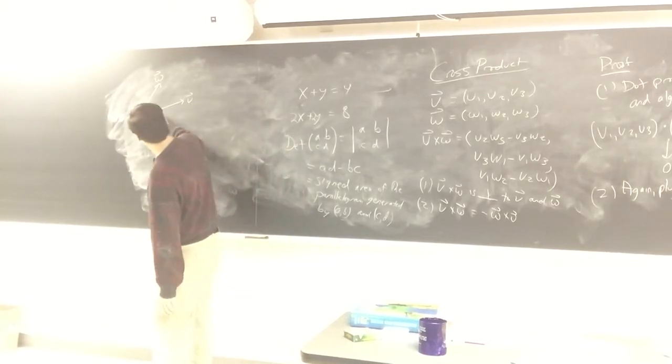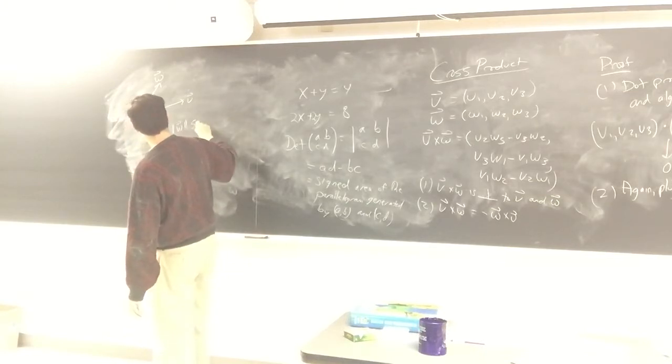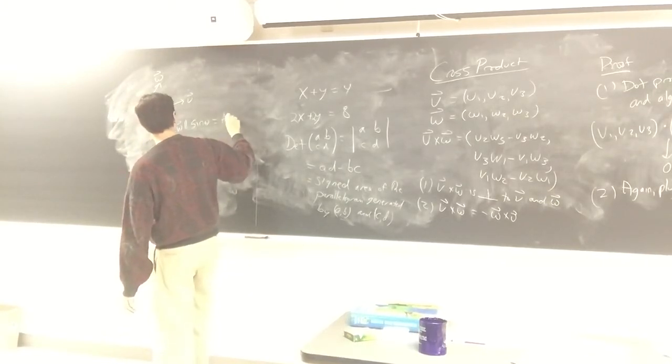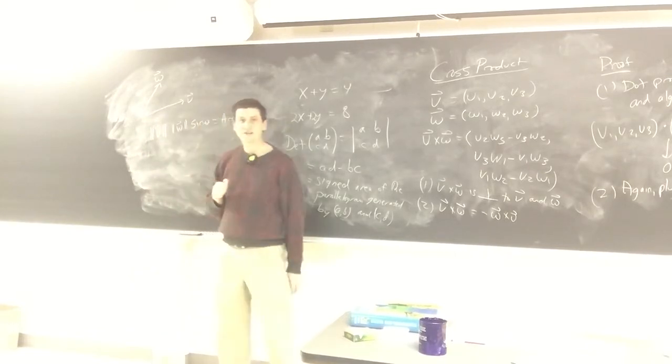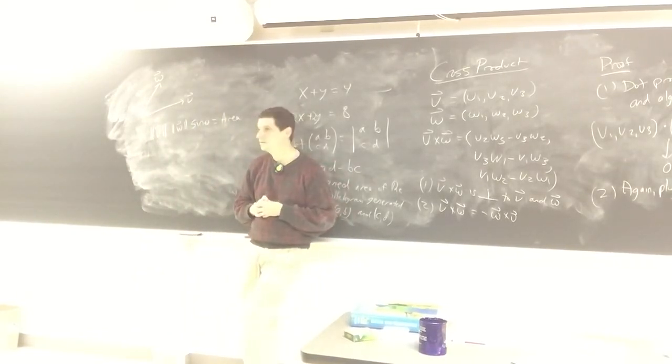Yeah, so I have to add in a theta over here, and it would be the length of W times the sine of theta, and this would be the area. It's actually going to be a signed area, because the sine of theta could be negative.